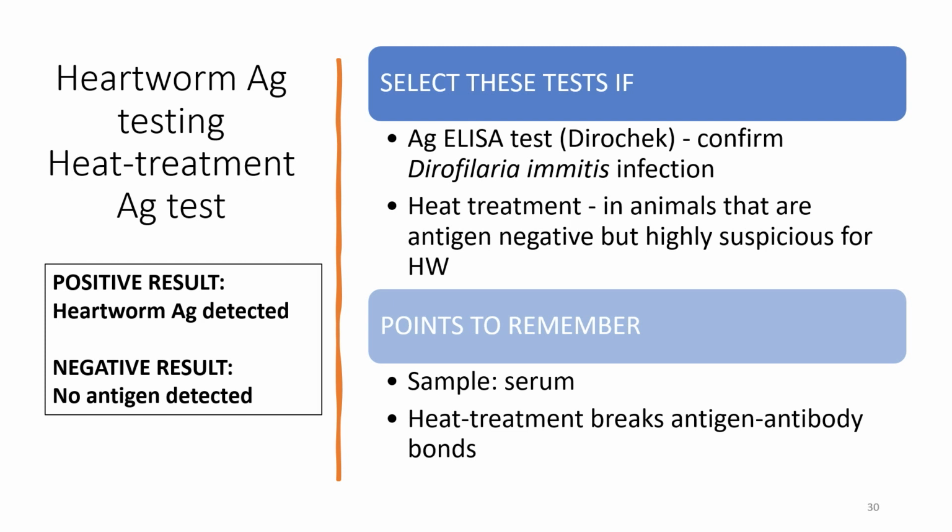Or if you have an animal that you are very suspicious of heartworm, but the antigen is negative, then we recommend that you use a heat treatment antigen test, and we can run both of these here at the KSVDL. The sample for this test is serum, and it is a very highly sensitive test that can supplement your own diagnostics in clinic.